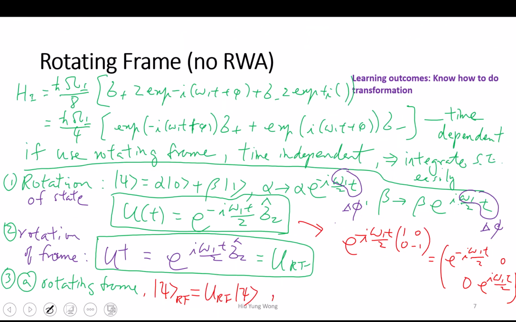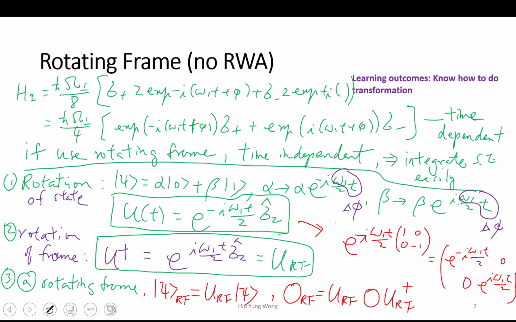And how about the operator? If you remember, any operator will become U_RF times the original operator times U_RF dagger. I think we mentioned this before. If not, you take it for granted. We mentioned this before. If you forget, you take it for granted, right?